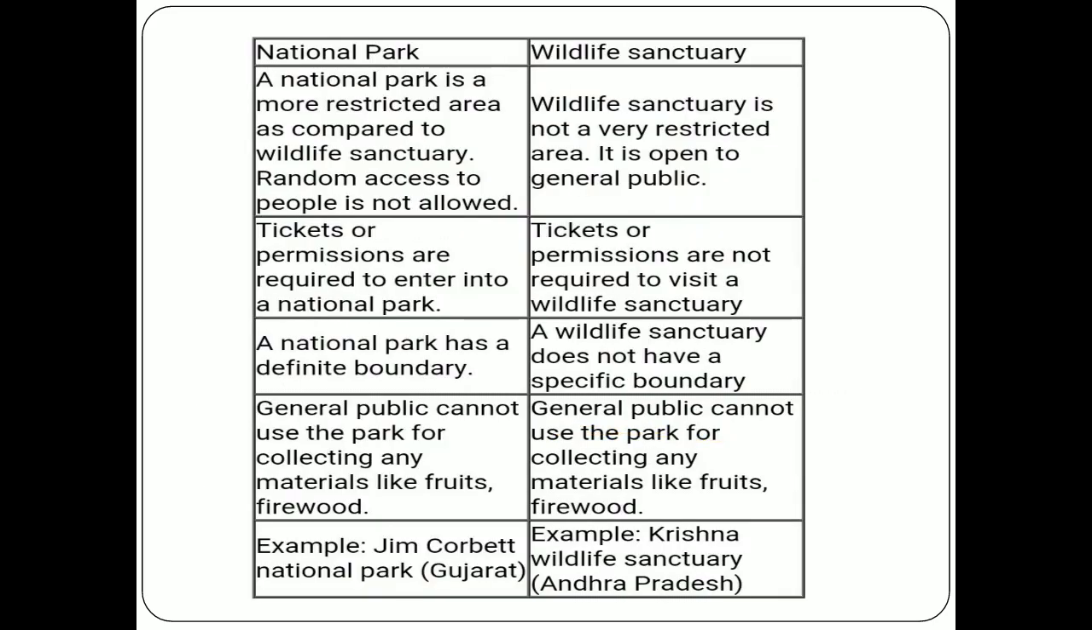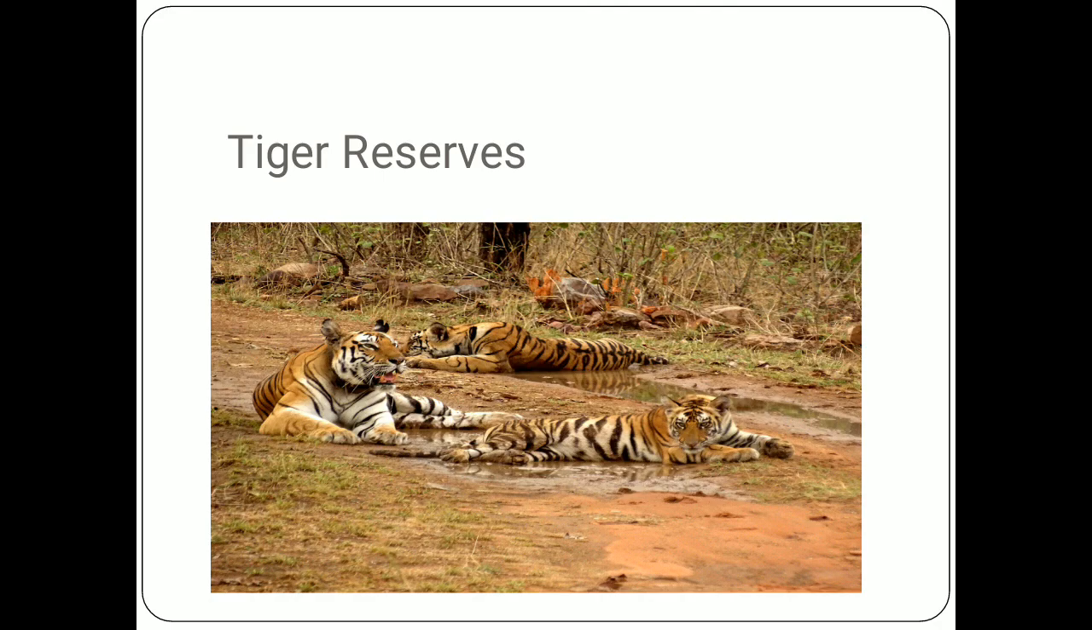What is the difference between a national park and a wildlife sanctuary? The only difference is the restriction. A national park has a defined boundary, whereas a wildlife sanctuary will never have a total defined boundary. That is why regulated activities occur, not prohibited ones. So that is the discussion on national park and wildlife sanctuary.